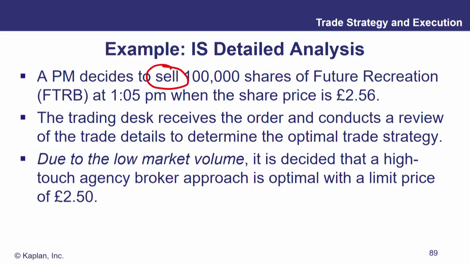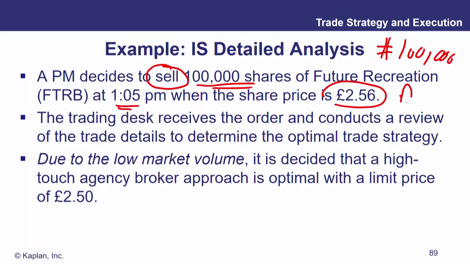So we've got a portfolio manager. They decide to sell how many? 100,000 shares of Future Recreation FTRB. It's 1:05 p.m. when the portfolio manager decides to do this, and the share price is at $256. So what I do when I look at these problems, because none of us can keep these things straight in our heads, is go ahead and label these prices. Okay, so what do we have here? We have a decision price at $256.